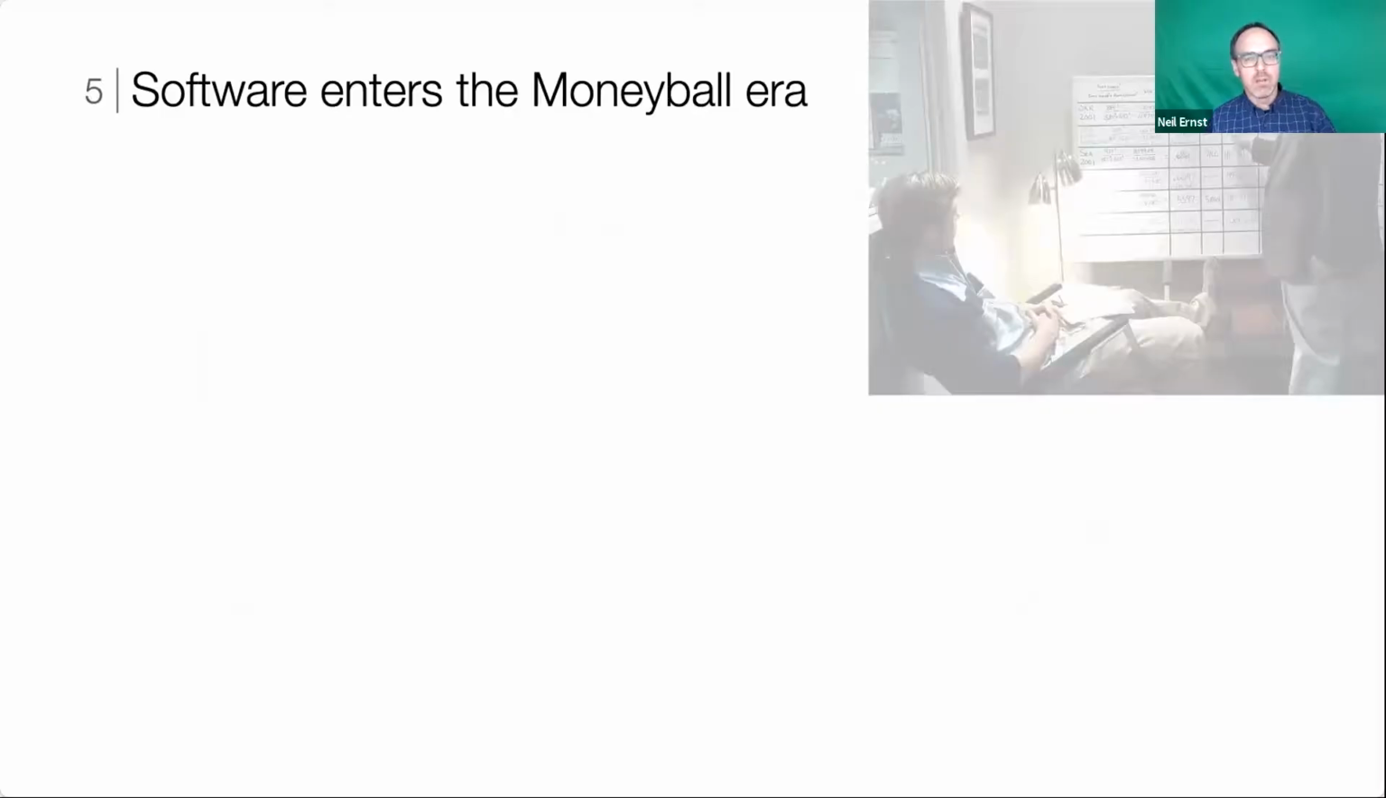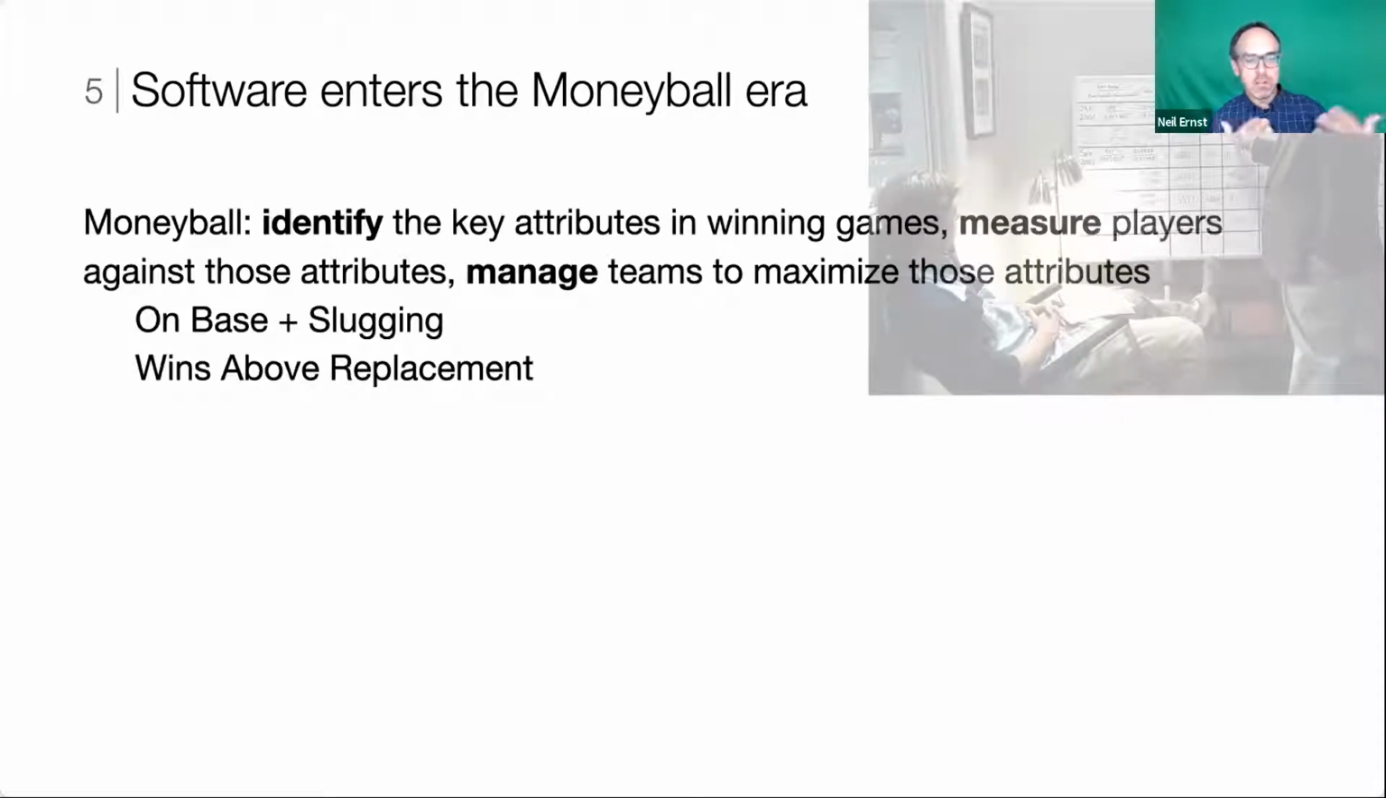I really think software is entering or has entered what I might call the Moneyball era. So Moneyball was a book and then later a movie with Brad Pitt that looked at the application of essentially data science to the sport of baseball. The idea here is that in baseball teams, and now in all sports teams, you want to identify key attributes that emphasize what makes it a good team, measure your players against those attributes, and then manage the teams to maximize the attributes.